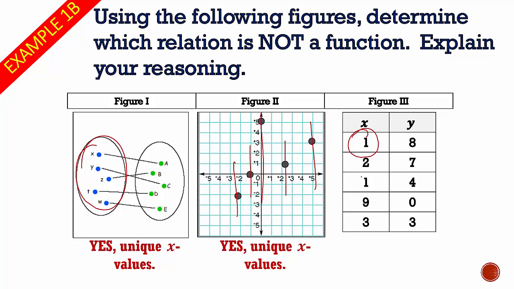Oh, but look here. We have 2 1s on our table. We have a 1 with a y value of 8 and a 1 with a y value of 4. So 1 x value for 2 y values. Not good. So there's a repetition of x values. Okay.